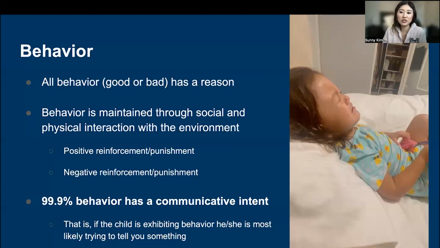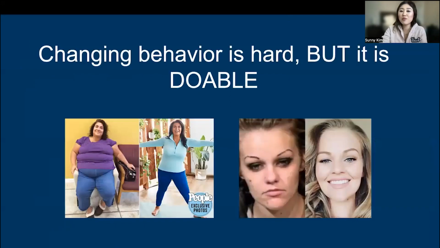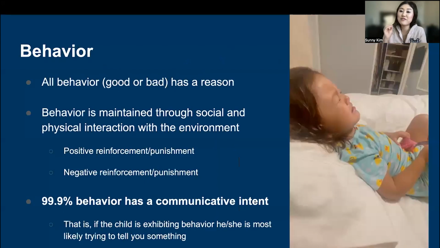But when we look at the literature, 99.9% of behavior has a communicative intent. Problem behaviors happen because it's effective and efficient. And I want you guys to repeat that. Problem behaviors happen because it's effective and efficient. It's so much easier for a child to engage in the challenging behavior and not have to do it than to try to say, I don't want to do it.